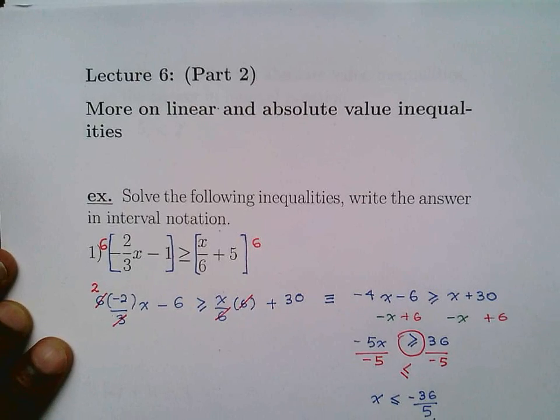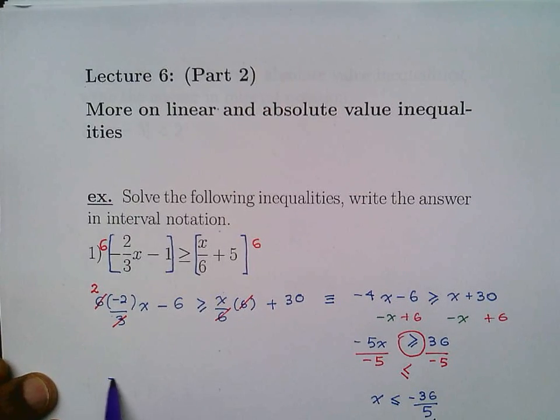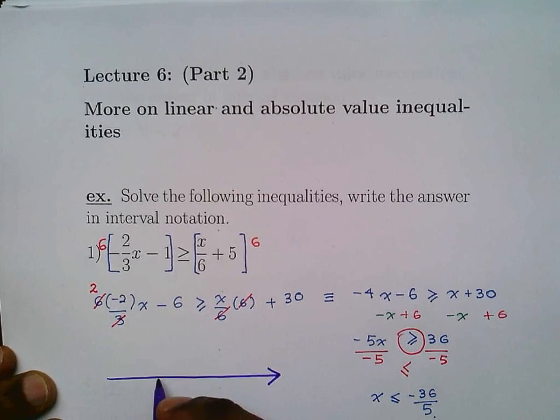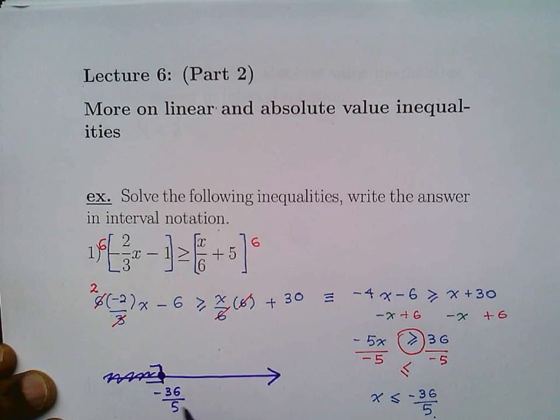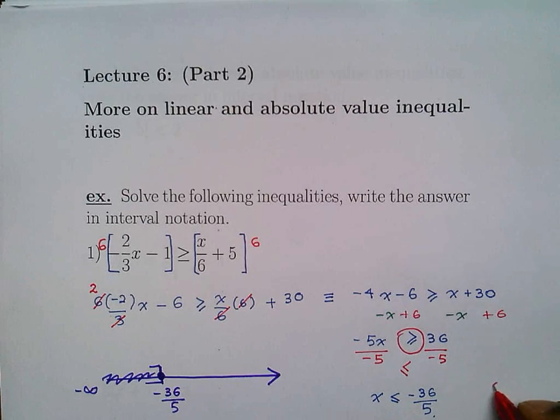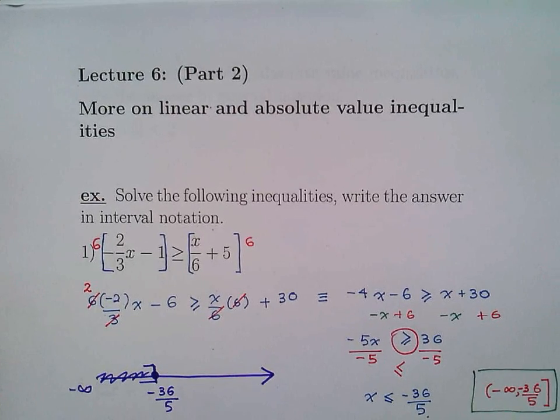Now let's see how we would denote that on a number line. So let's draw a number line and put the arrow, and you have, let's say this number is negative 36 over 5, and x should be the same or less than that number, so it should be right here. So you can see it should be from negative infinity to negative 36 over 5. So the interval in interval notation should be negative infinity to negative 36 over 5. That's how you do it in interval notation.